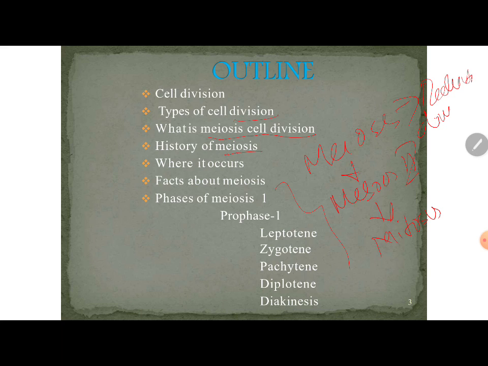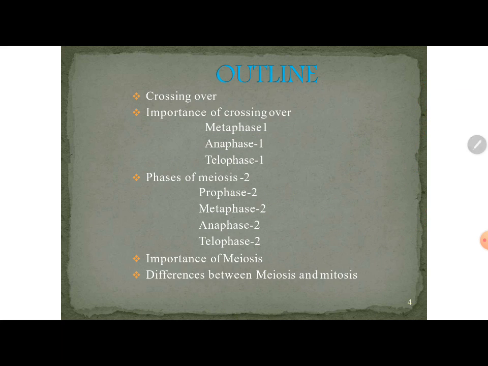When you talk about meiosis 1, the first stage is prophase 1. Under this prophase, you have 5 substages: leptotene, zygotene, pachytene, diplotene, diakinesis. They are also called leptonema, zygonema, pachynema, diplonema, or diakinesis. You have what is called crossing over. This is just an outline. Then the importance of crossing over. Then you have metaphase 1, anaphase 1, telophase 1.